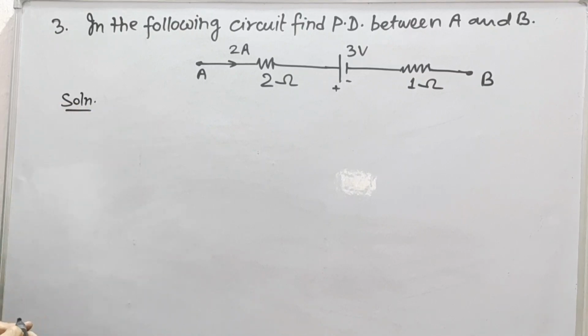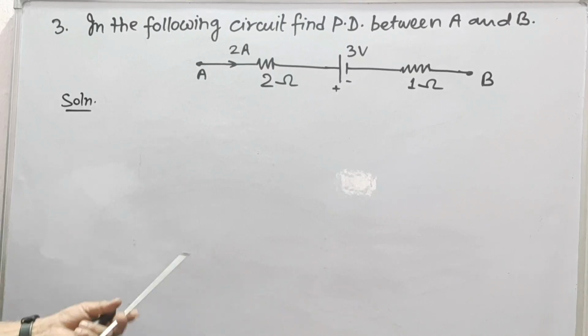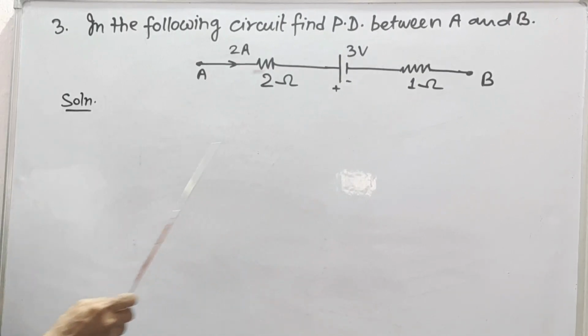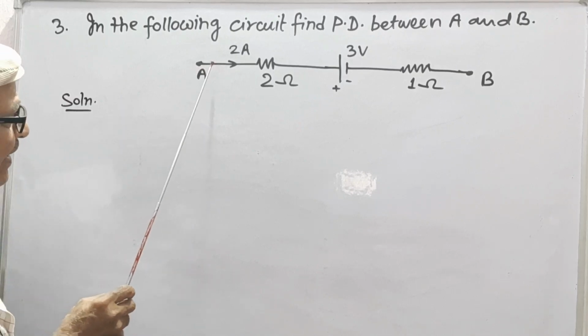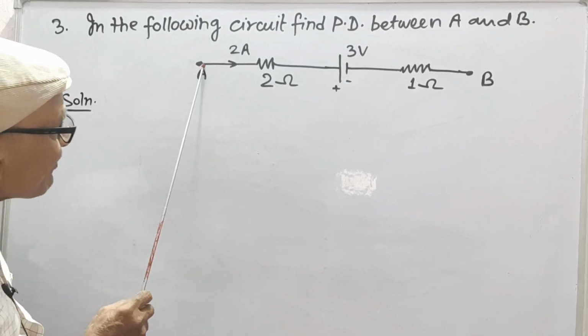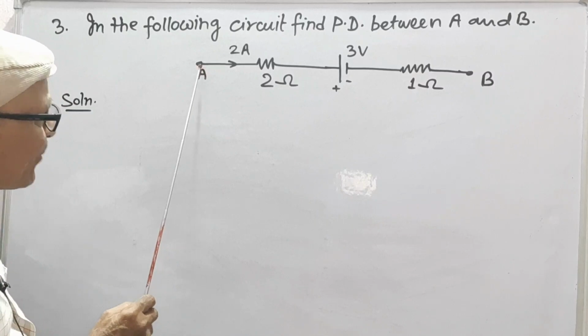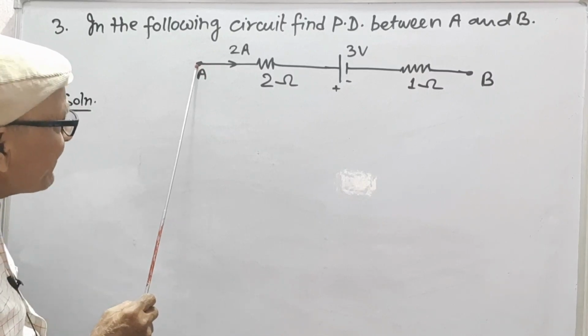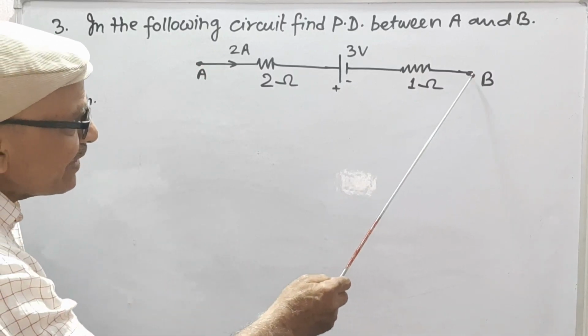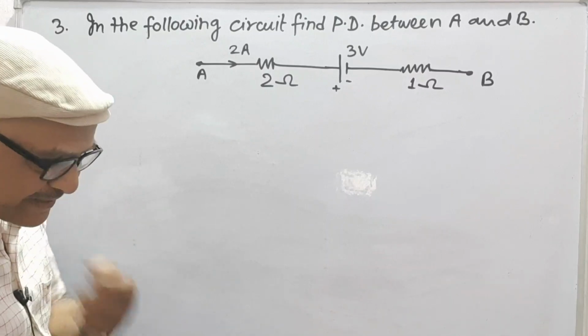Next question number 3. The question is, in the following circuit, find potential difference between points A and B. This is the circuit in which we have to find the potential difference between points A and B. Here current I is flowing from left to right. Therefore, VA will be at higher potential and VB will be at lower potential.